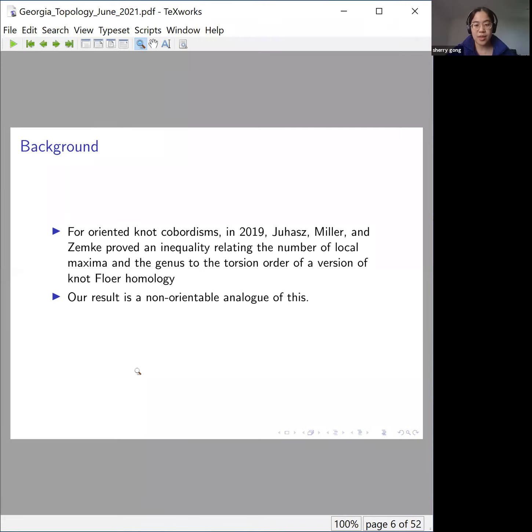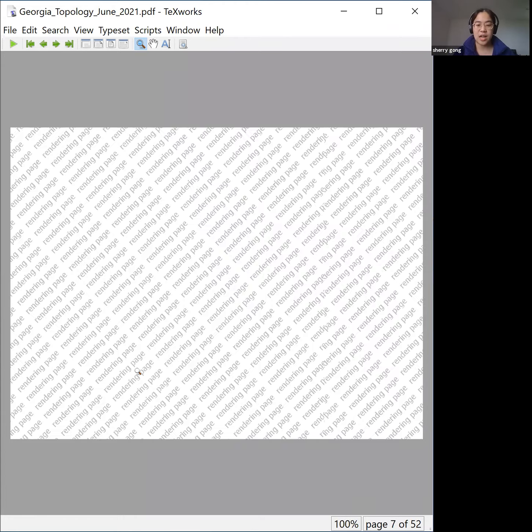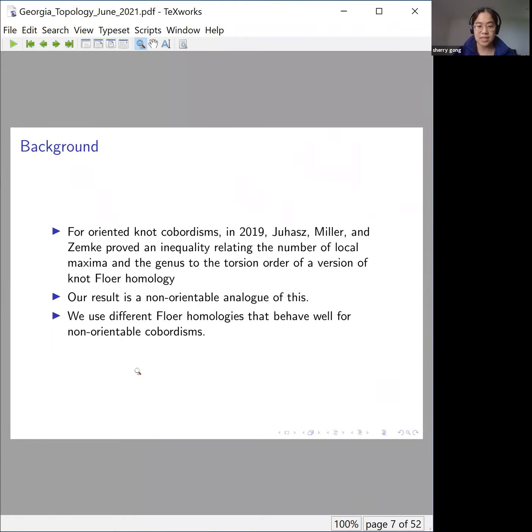In order to do that, we're going to use different Floer homology theories from what they used, because we're going to be choosing ones that behave well for non-orientable cobordisms. We'll be using a version of knot Floer homology and a version of instanton Floer homology that induces maps for non-orientable cobordisms that behave well, by which I mean they don't just vanish. They don't just give you zero.